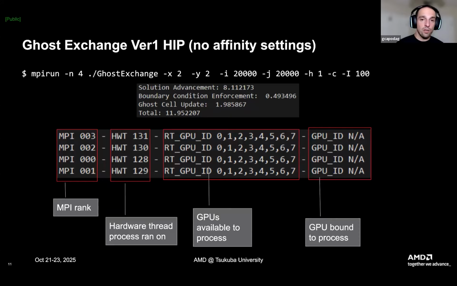So here you see we are focusing on version 1, and this is just running it without any affinity setting. This is with HIP, so you know this is the time that we were getting. And the output here is the IDs of the MPI ranks, the hardware threads each process was running on, and then these are the GPUs that are available to each process.